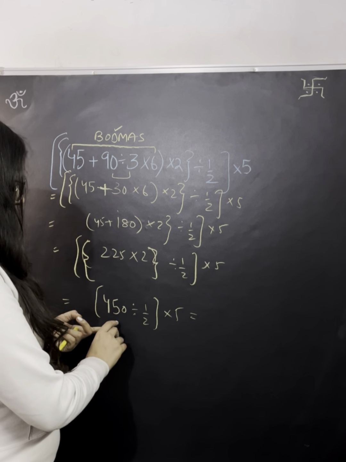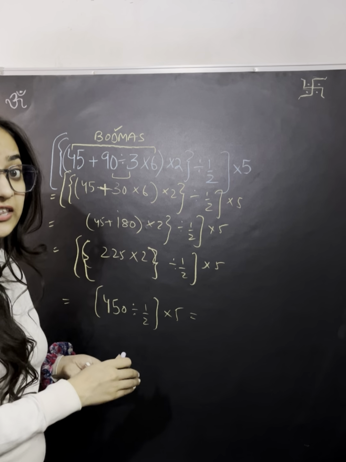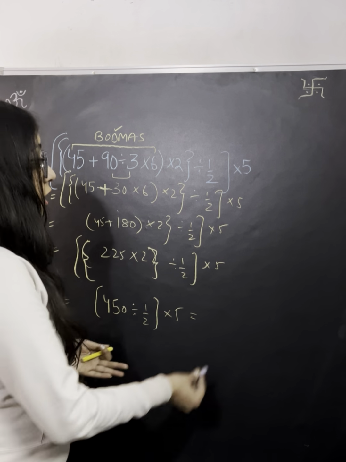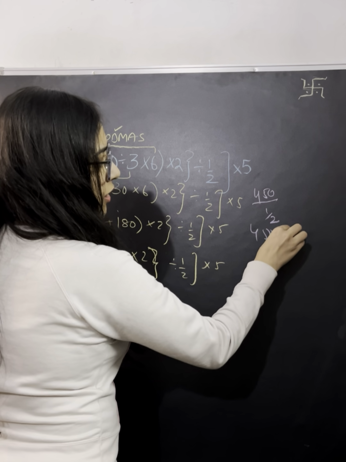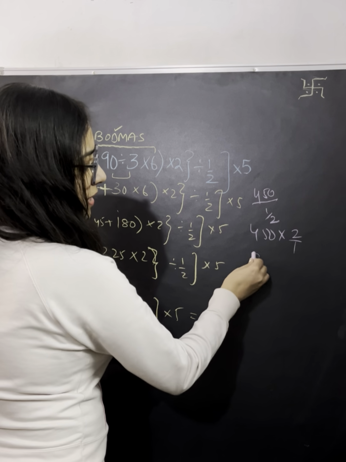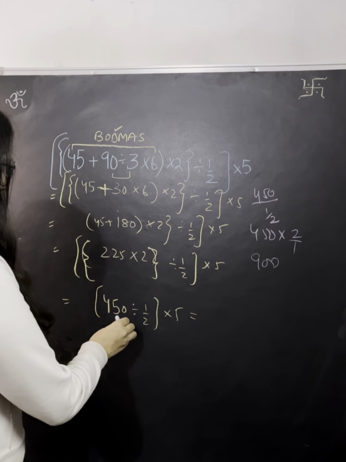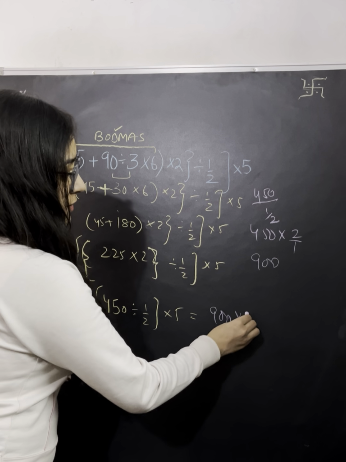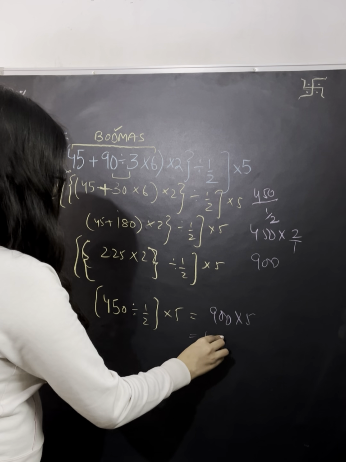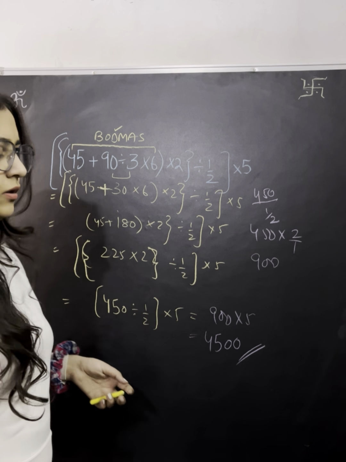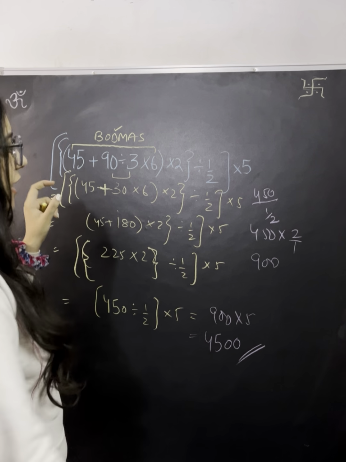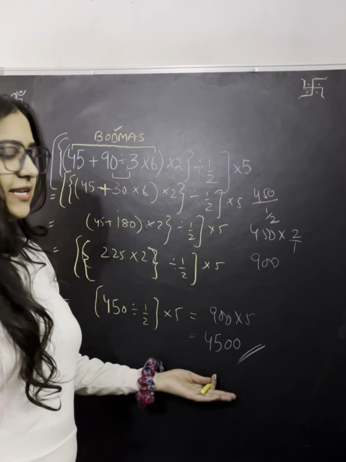Do not write it as 450 divided by 2. They are not talking about 450's half. They are saying 450 divided by half means 450 times 2 over 1, which means 450 is doubled, 900. So this would give you 900 times 5. So the answer is 4500. You can directly put this in the calculator and get this answer.